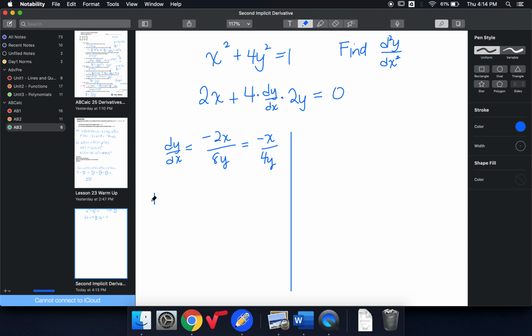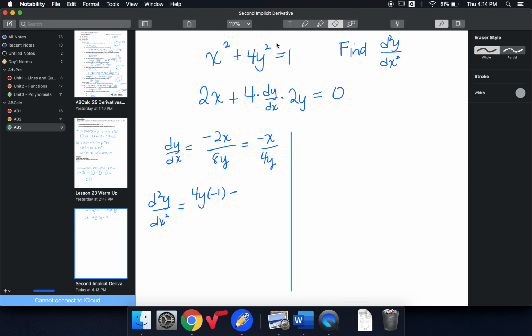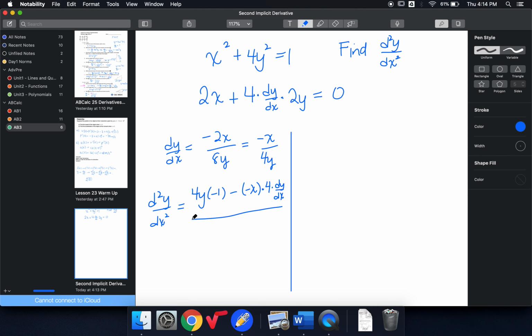Now I could differentiate again with respect to x. This is going to be quotient rule, so I'm going to have low d high minus high, and there's going to be another negative in there. So minus high. The derivative of this is chain rule, so I'm going to have 4 times dy dx, all over the square of what's below.